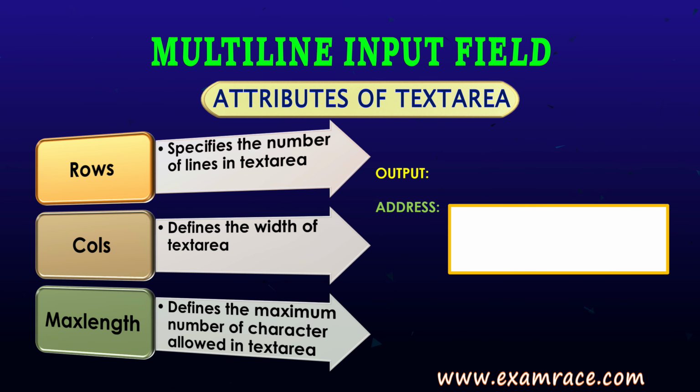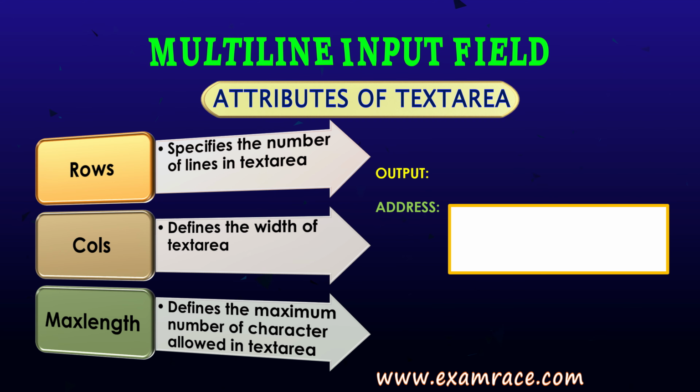So the third attribute that can be used along with rows and cols is maxlength. As its name represents, maxlength means the maximum number of characters that can be allowed in the text area. It means that beyond that limit, the user cannot enter more characters in that multi-line input field. So this was about multi-line input field.